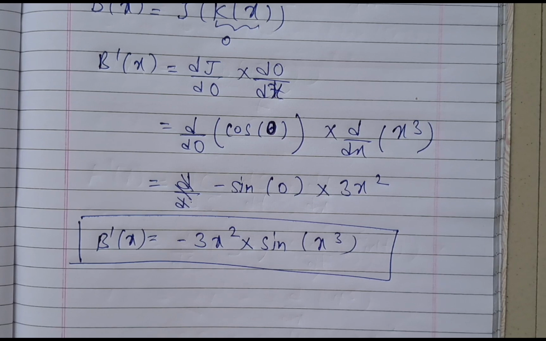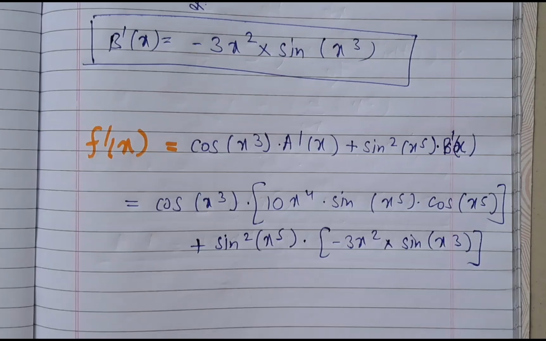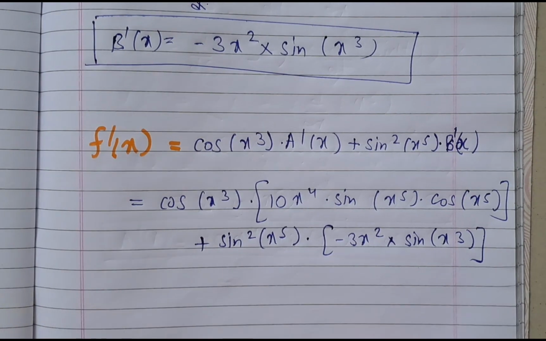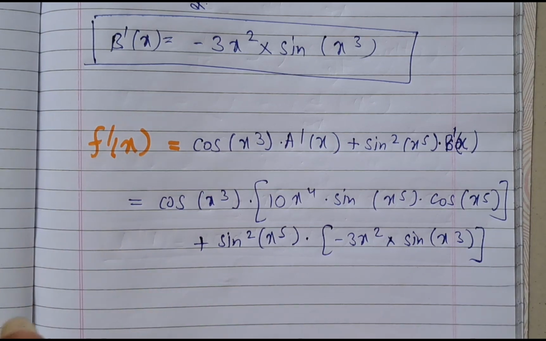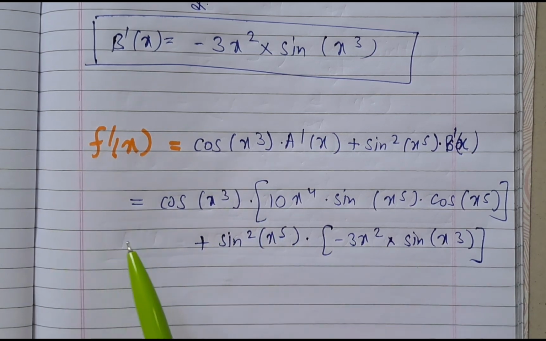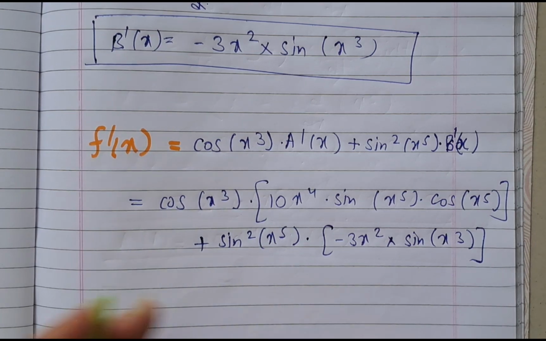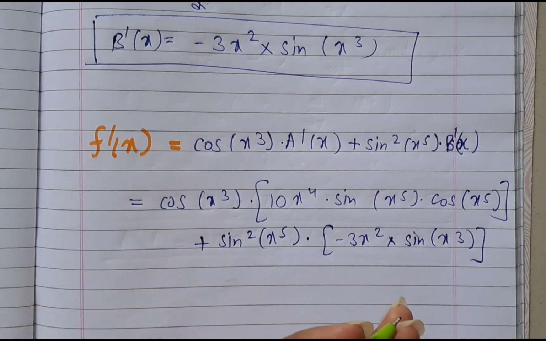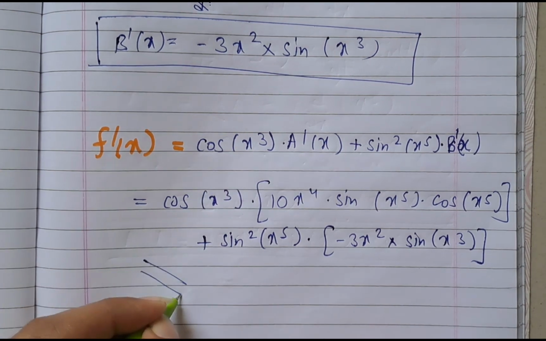Now let's place the entire thing together and simplify it. So see, I have placed all the values over here. So f dash x was cos of x cube into a dash x plus sine square of x raised to 5 into b dash of x. So cos x cube we kept as it is. I have just put the entire value of a dash of x here, and then sine square of x raised to 5 into b dash of x. If you want to simplify, you can take this minus sign out and simplify this entire term. But f dash of x is equal to this one.